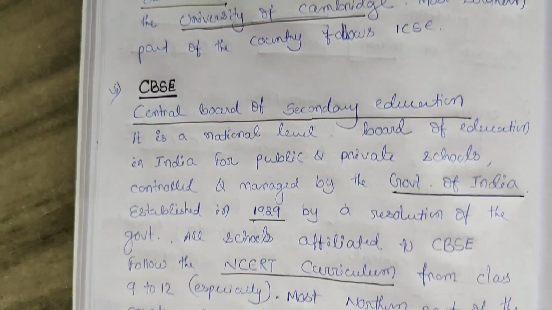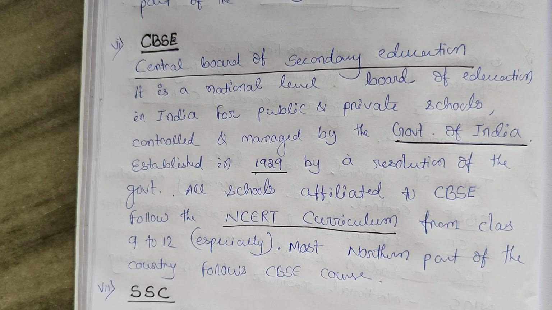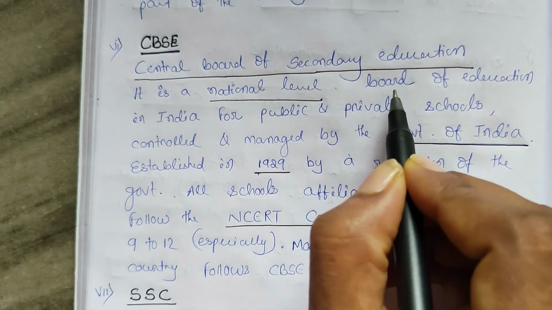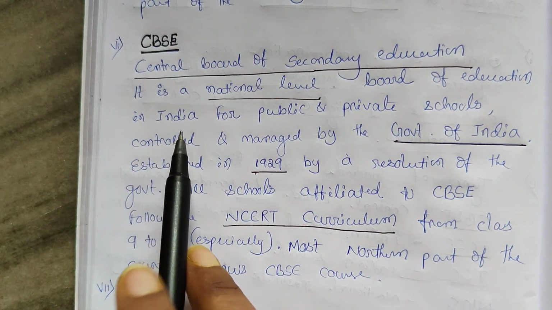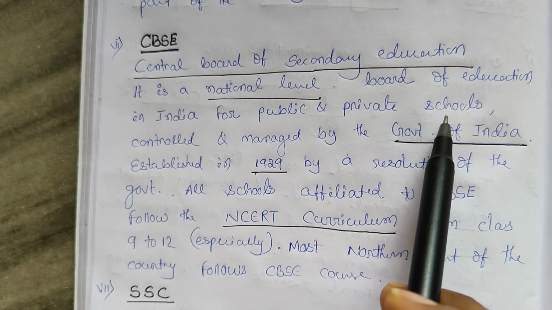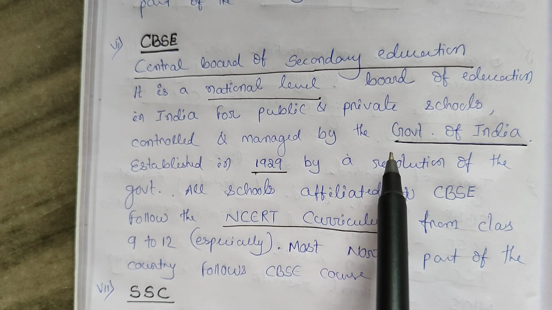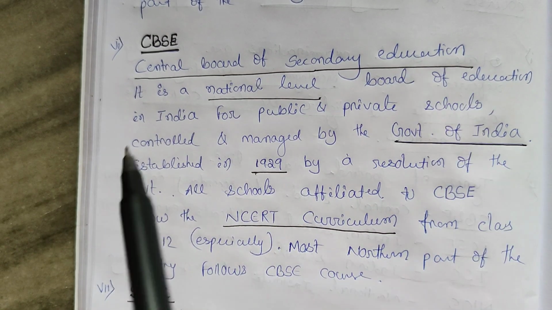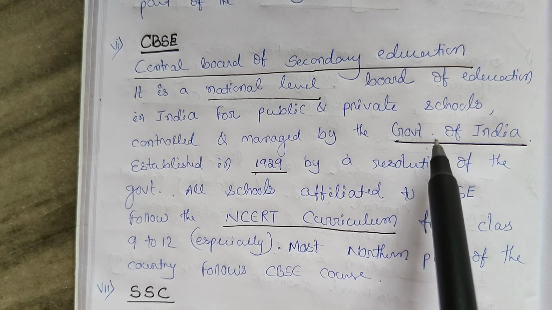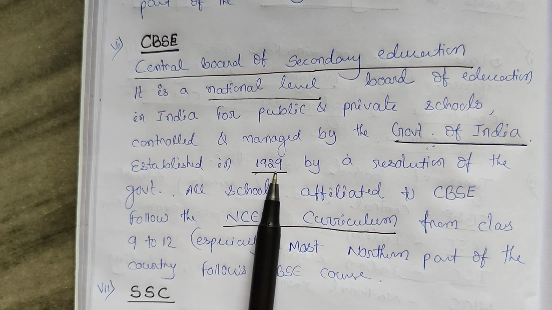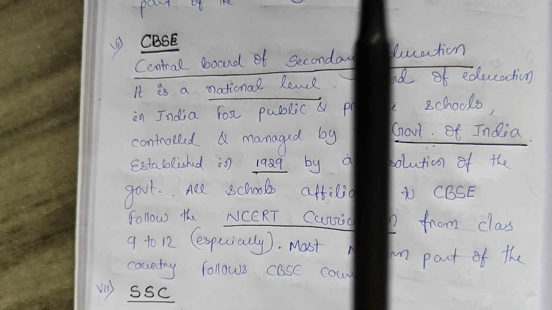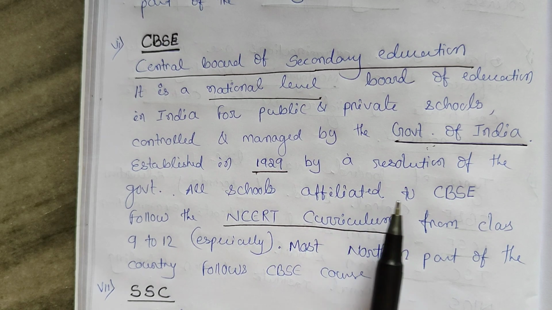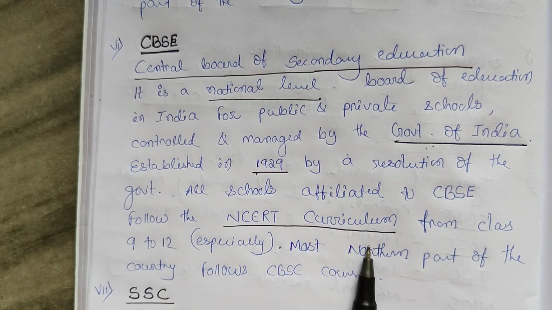Okay. CBSE, Central Board of Secondary Education. It is a national level board of education in India for public and private schools, controlled and managed by the government of India. Established in 1929. CBSE 1929, ICSE 1958. Okay. All schools affiliated to CBSE follow the NCERT curriculum.